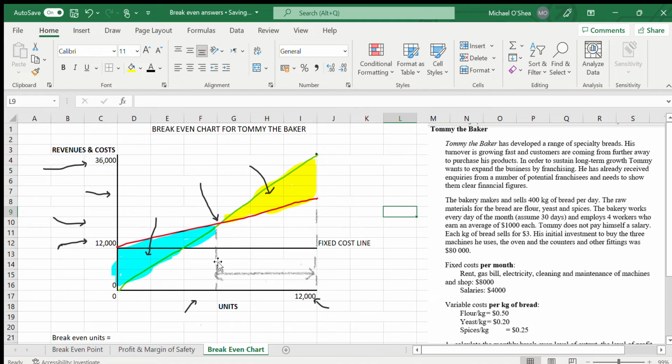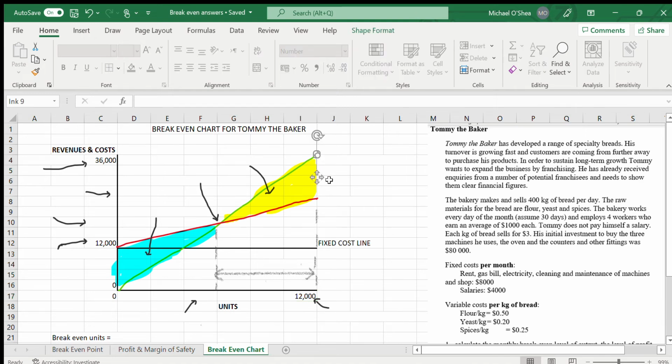After that, the next easiest line to draw is sales. Sales will always start at the same point. If you sell 0 units, how much money are you going to make? 0. I don't care what the selling price is. If you don't sell anything, you'll make 0. So the line would always start here. If you sell 12,000 units, how much will you make? We've already established that. Every unit sells for $3. If you sell 12,000 of them, you'll make 36,000. So therefore 36,000 here, 12,000 here. That's my point. Draw the line.